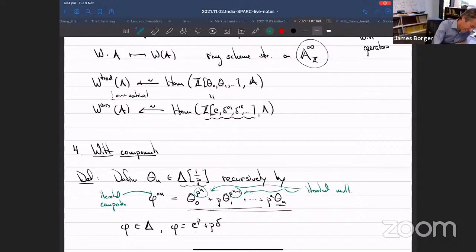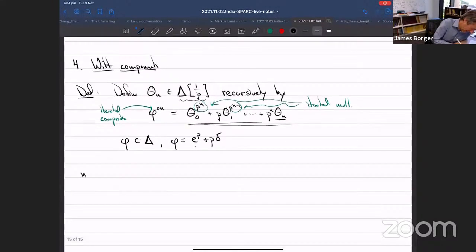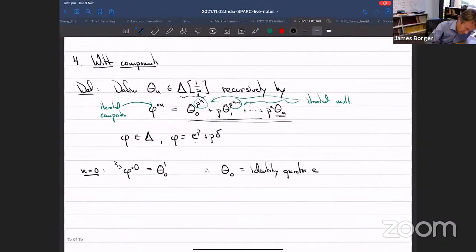So I think what is actually most clarifying is to write down the first few examples, and then I think many people find that much more helpful. So n equals 0. It's kind of trivial. You get theta 0 to the power 1. So this is understood to be the identity operator. Therefore, theta 0 is the identity operator, which I've been calling E, but which we might also call delta composed with itself 0 times.